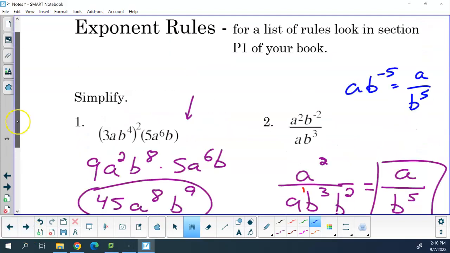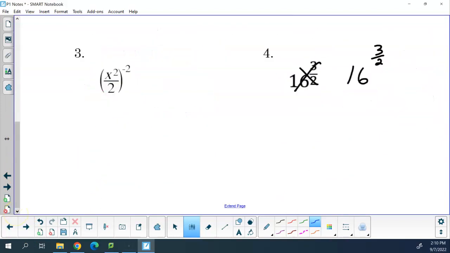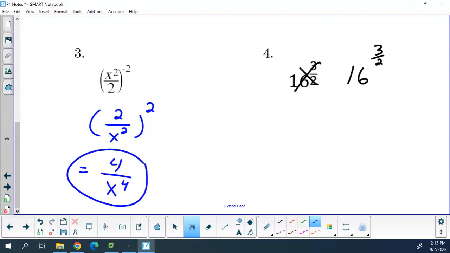3 and 4, your turn. Give it a try. No calculator. All right. See that negative exponent outside the fraction, it just flips it over. We call that taking the reciprocal. So if I think about it, that 2 on the bottom goes up top, that x squared on the top goes on the bottom, and I have to square everything. So this gives me 4x over x to the 4th. I was walking around, and just about everyone had that.